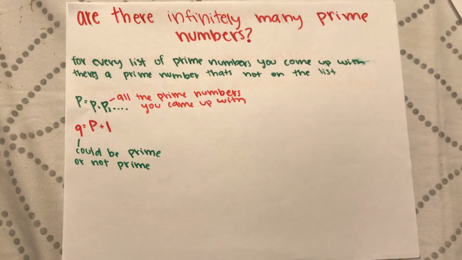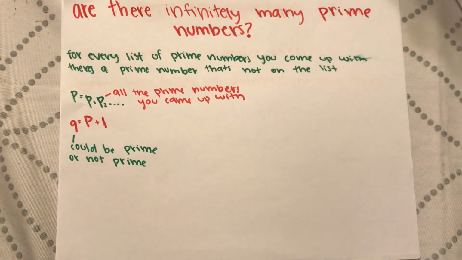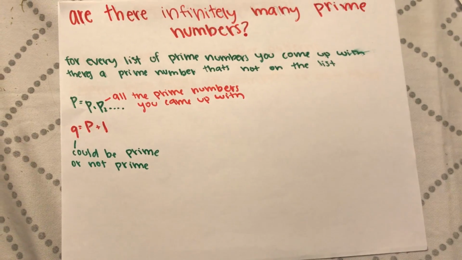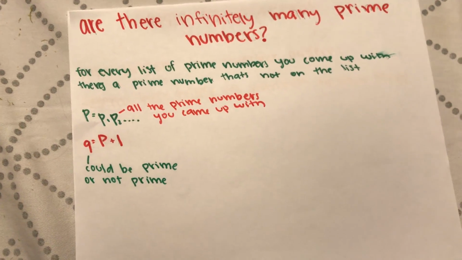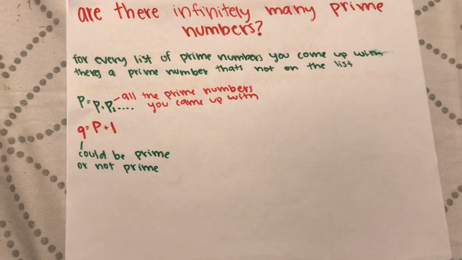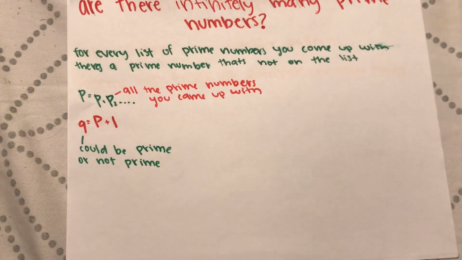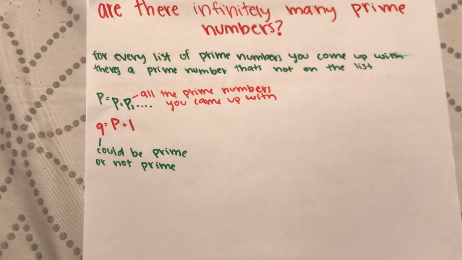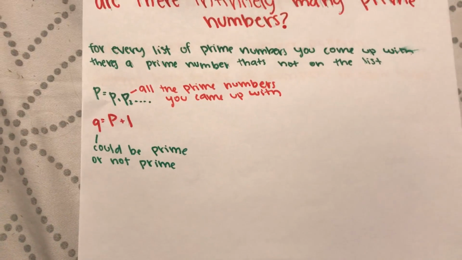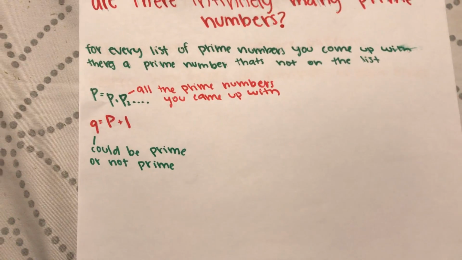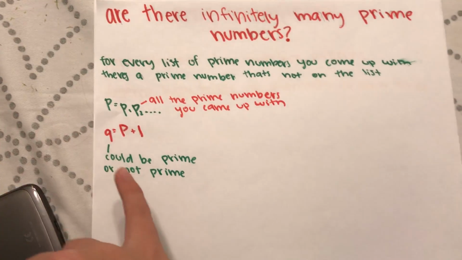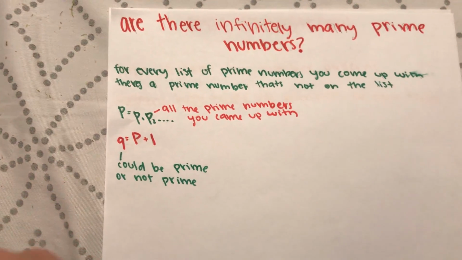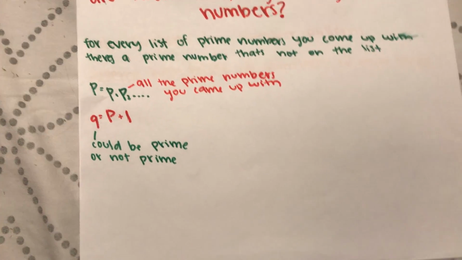He said that yes, for every list of prime numbers you come up with, there is a prime number not on the list. Given the equation, capital P equals p1 times p2 times all of the prime numbers you can come up with, P is equal to the product of that. There's also Q equals the product of all the prime numbers you come up with plus 1. If Q was prime, then it is a new prime number that was not on your list.